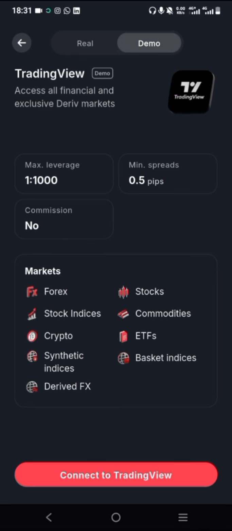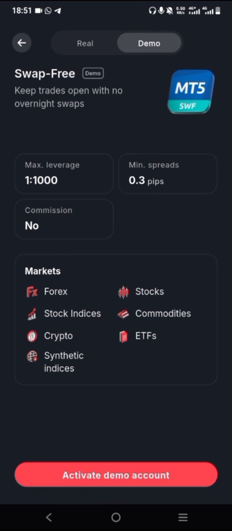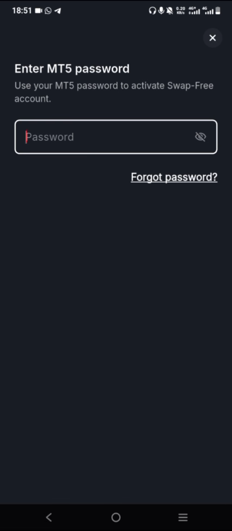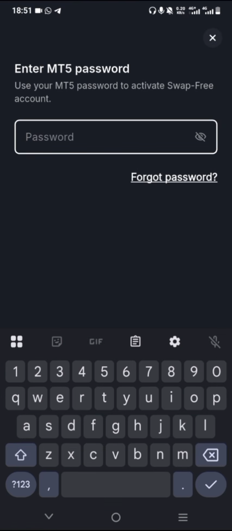I've written an article about it, so you can go in and also make research, and it's going to help you on your trading. So as you can see, that is how it works. But when you see the red button down there, activate your demo account, if it is a real account, it will tell you activate your real account. So you will enter your MT5 password so that it can be activated. But we are not doing that today.